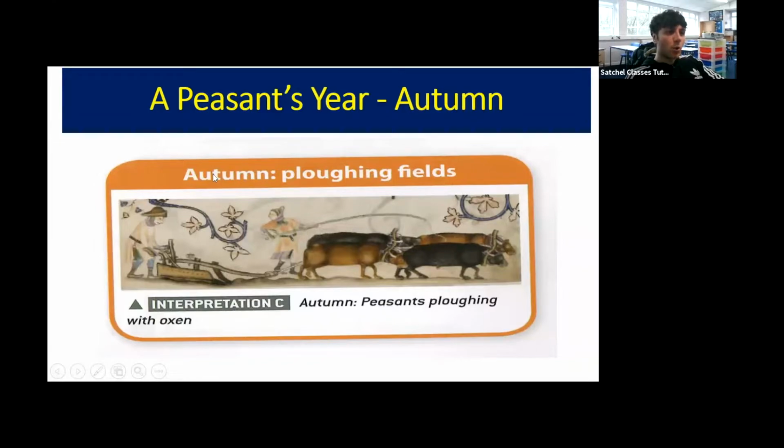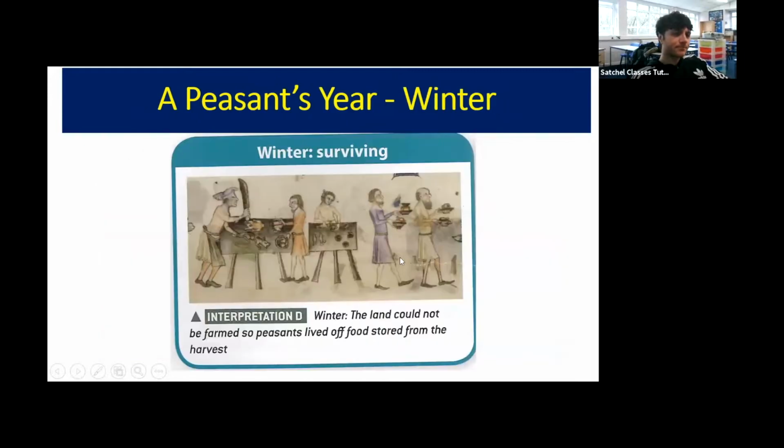Then we come on to autumn. This is where they're going to plough the fields in readiness for the next spring when they're going to sow their seeds again. Now, what they ploughed the fields with, you can see pictured here. Basically, they used ox. So oxen would drive these ploughs in straight lines along the strip farms and get the soil nice and ready for seeds to be sown during the next spring.